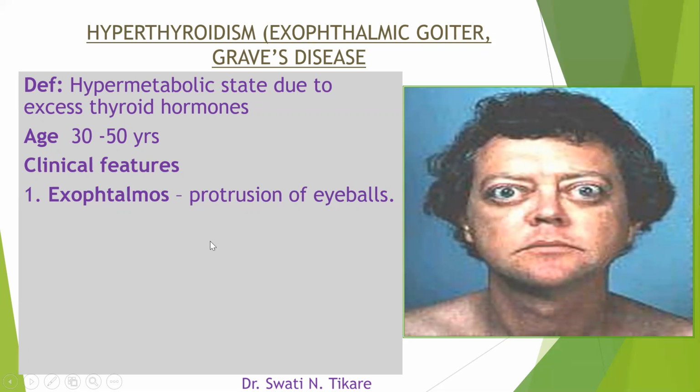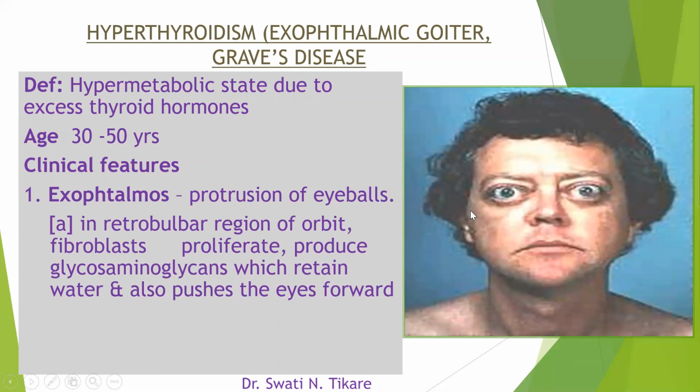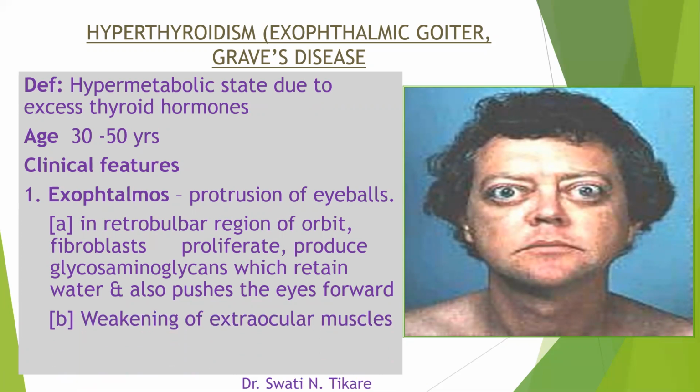Now let's see why the eyes are protruded. In the retrobulbar region, that is behind the eyes, there is proliferation of fibroblasts. Lot of glycosaminoglycans are retained when it draws water, and hence all these substances that are placed behind the eyeballs push the eyes forward. Okay, this causes this exophthalmos protrusion of eyeball, the staring look.